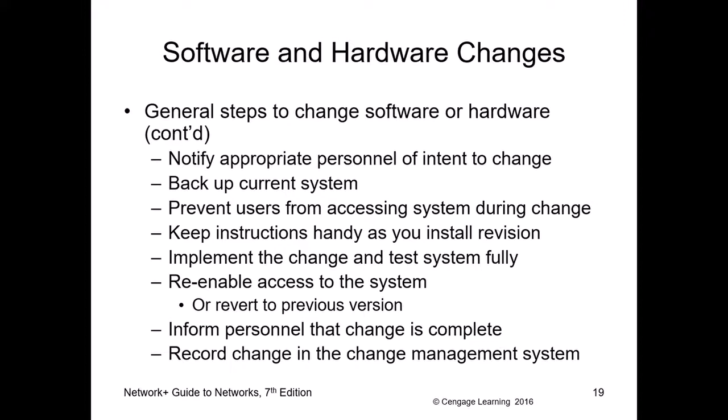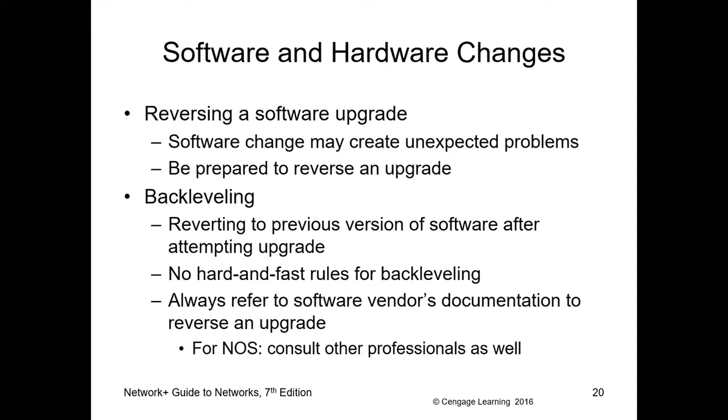And by the way, let them know that there's going to be an upgrade and users will not have access to the system for a certain amount of time. Keep instructions handy when you're installing the revision. Implement the change and test the system before you go live. Re-enable access to the system. Inform personnel, like I said, that the change is complete and now you have access, right? Record the changes. Documentation is very important.